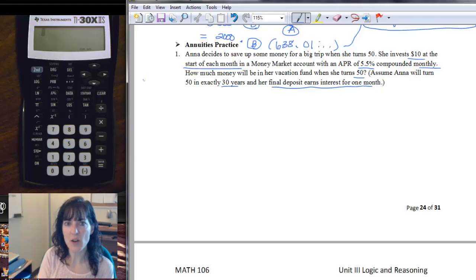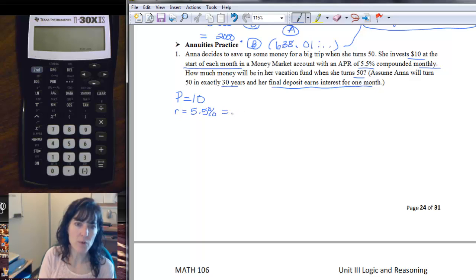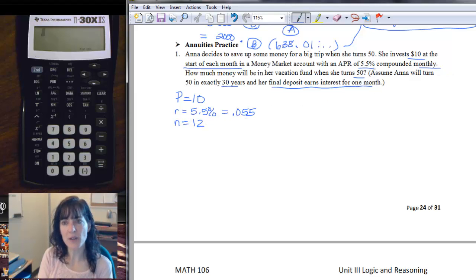She invests $10 at the start of each month. So her big P, I think, is $10. The APR is 5.5%, so that's the little r. 5.5%, remember, divide that by 100, so 0.055. And compounded monthly, and so the monthly tells me the N is 12 because it's 12 times a year that monthly happens. How much money will be in her vacation fund when she turns 50?